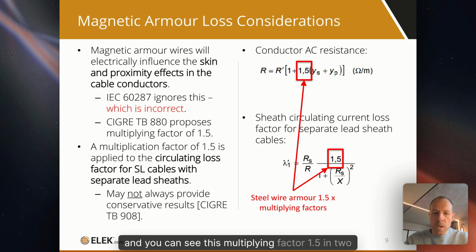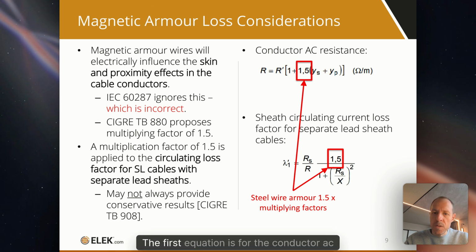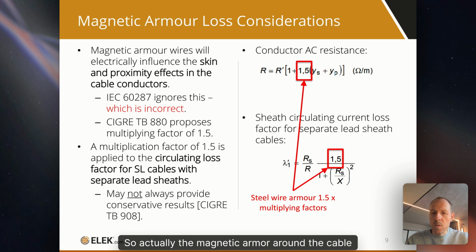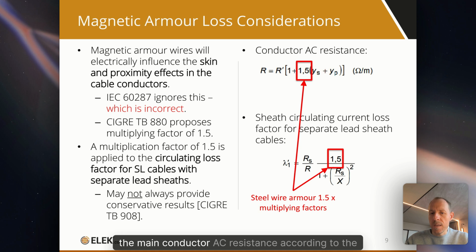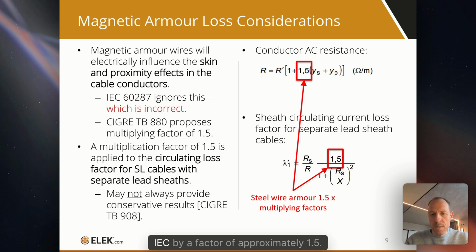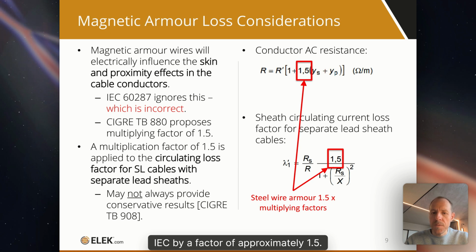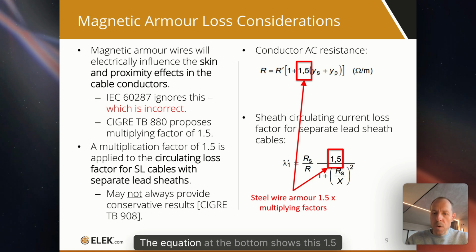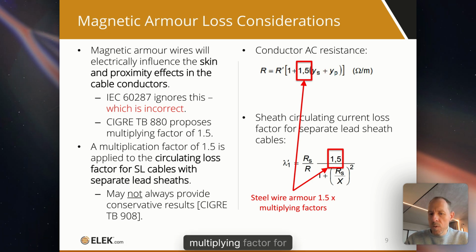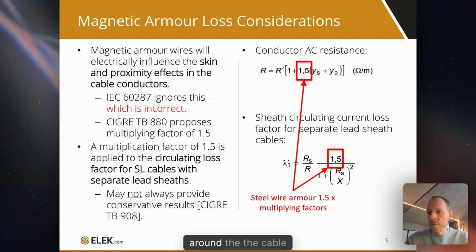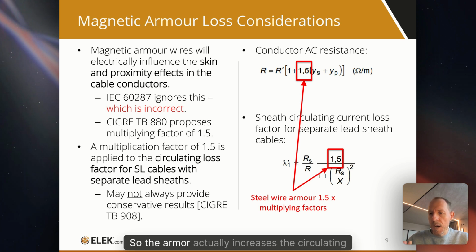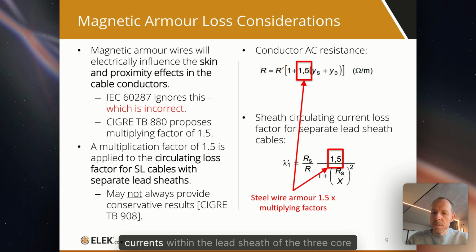Now you can see this multiplying factor of 1.5 in two main equations. The first equation is for the conductor AC resistance. So actually the magnetic armor around the cable increases the main conductor AC resistance according to the IEC by a factor of approximately 1.5. That's a direct multiplier with the skin and the proximity effect factors. The equation at the bottom shows this 1.5 multiplying factor for the armor around the cable that also affects the sheath circulating currents. So the armor actually increases the circulating currents within the lead sheath of the three-core cable.